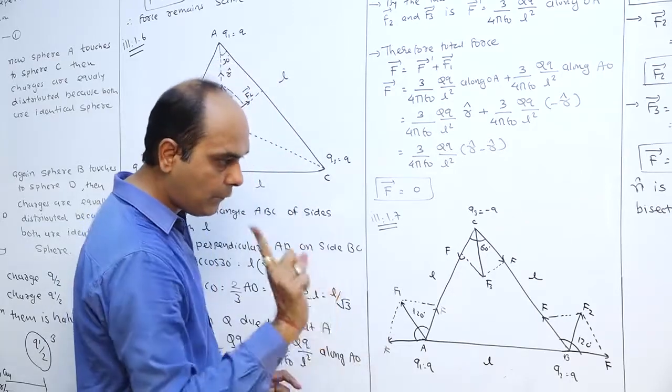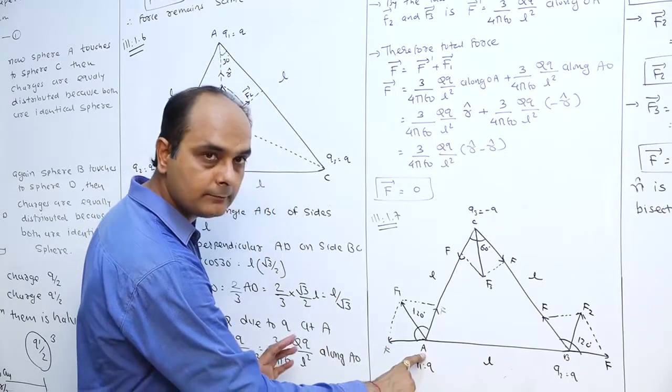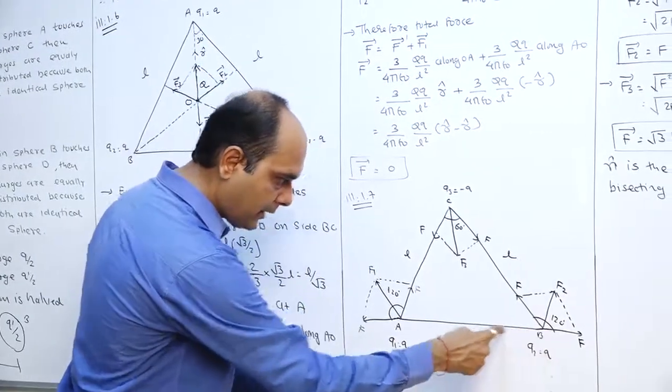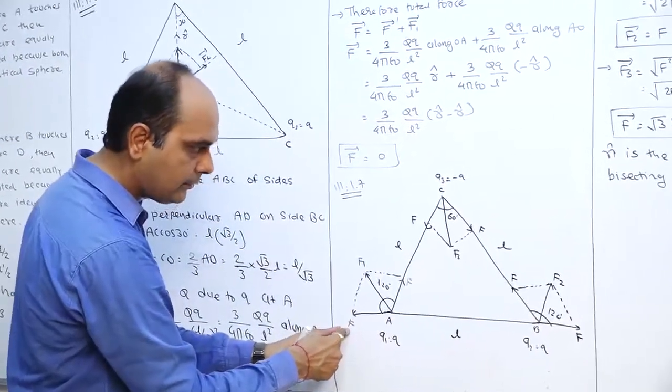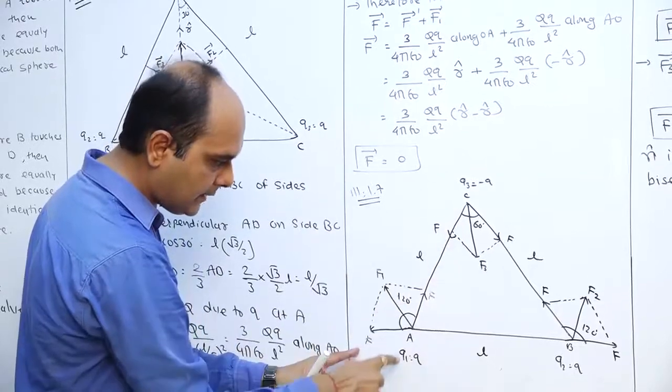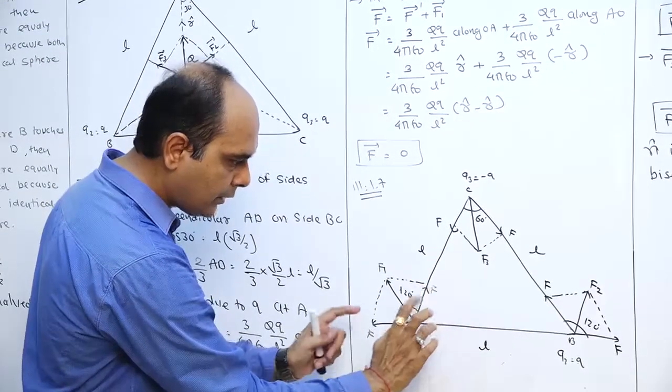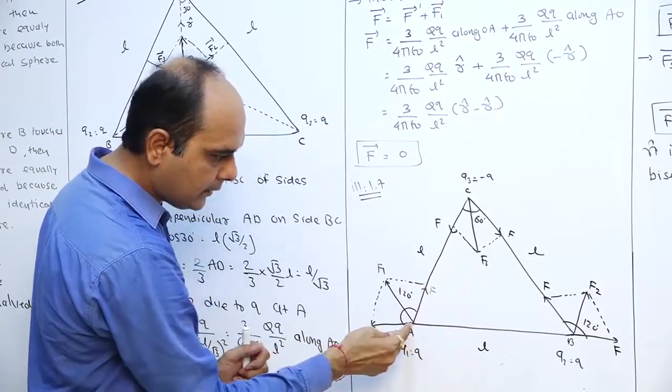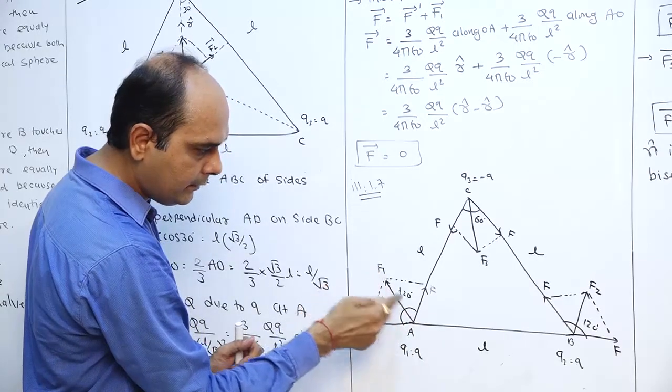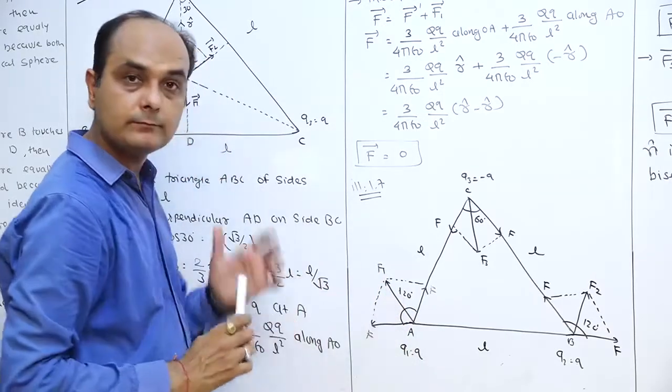So now, first of all, we are calculating the force acting at point A. Plus and plus is a repulsive force F. Minus and plus is an attractive force. Again they form a parallelogram. The resultant will act in a diagonal direction. The angle between them is 120.